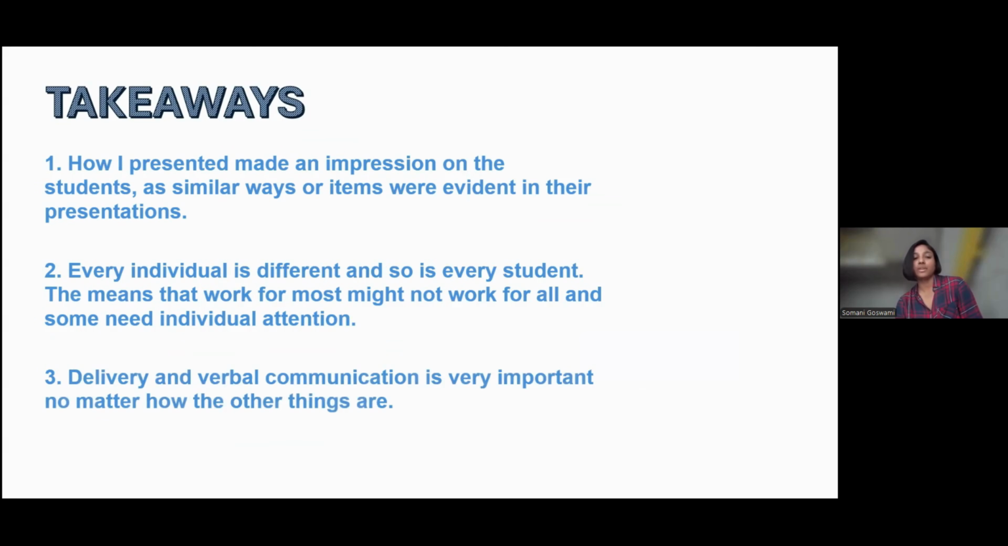Delivery and verbal communication is very important, no matter how the other things go. Be it online or offline. In online, where you cannot see the faces of people, it is a little difficult, but at least offline, this is very important, because just now, the three lines that I read out might not have been really interesting. And in most cases, even if there are interesting presentations and the delivery technique is not right, I think not just students, even I would lose interest.